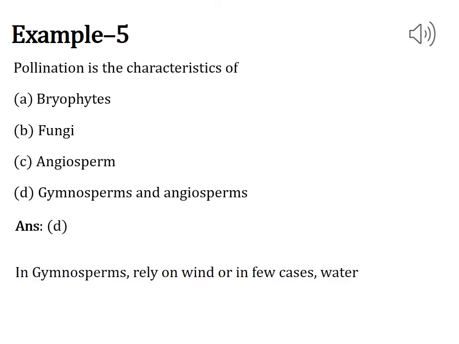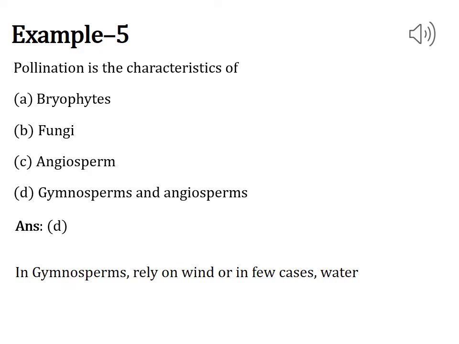Fifth example, pollination is the characteristic feature of. Options are like this: A, bryophytes; B, fungi; C, angiosperms; D, gymnosperms and angiosperms. In bryophytes and fungi, there is no pollination. When it comes to angiosperms, there is pollination. You already knew that. So our last option D is gymnosperms and angiosperms.